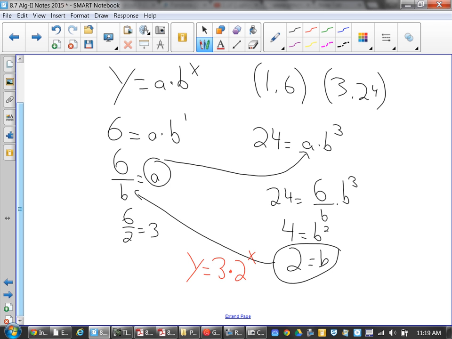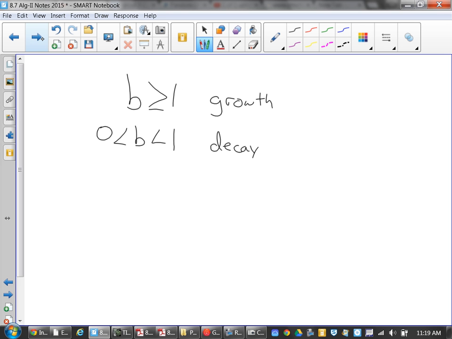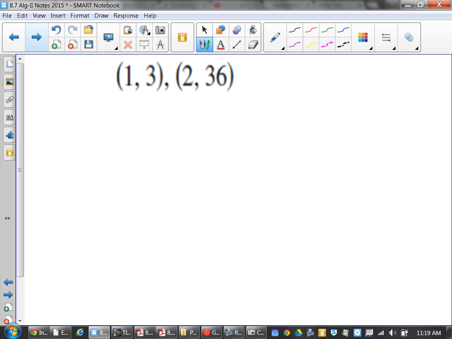These are very simple to write out, the actual equation given the two points. So let's see, you do that one, and then we'll go on to the word problem, where you actually have to do a little bit of work.